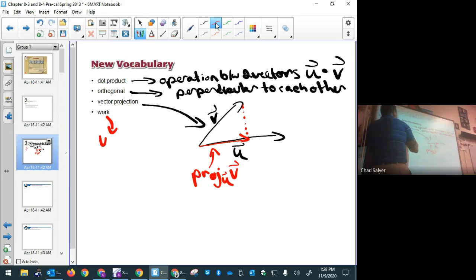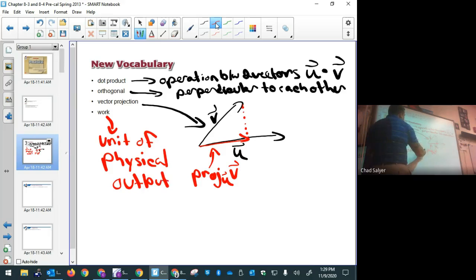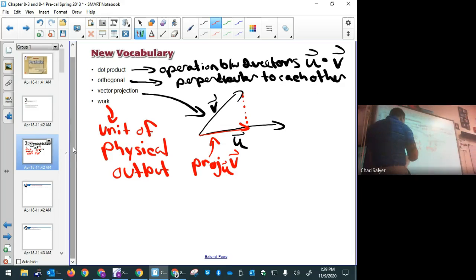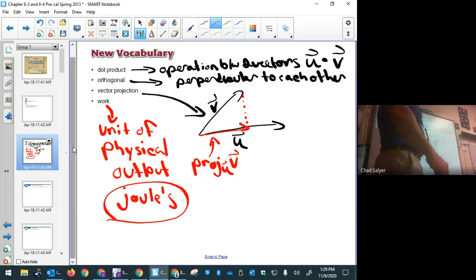And work. So this is a unit of physical output. It's usually measured in joules, not J-U-U-L. That's the unit of destroying your lungs. It's J-O-U-L-E. We often describe work in joules.